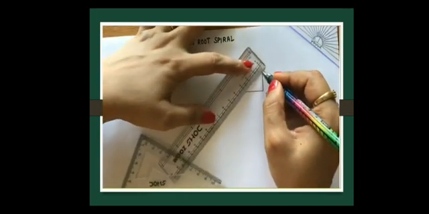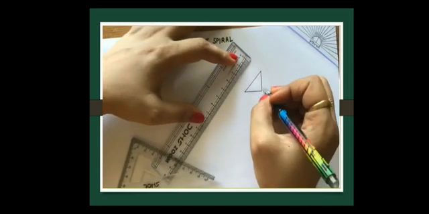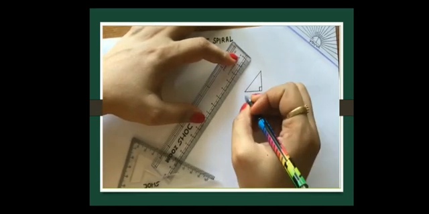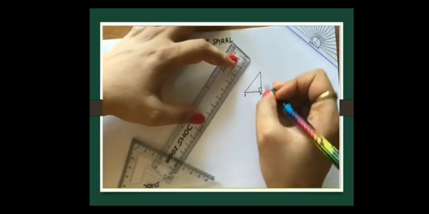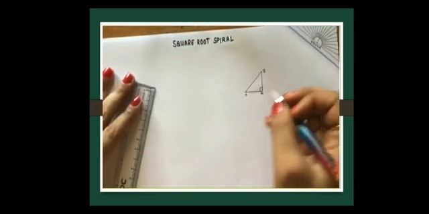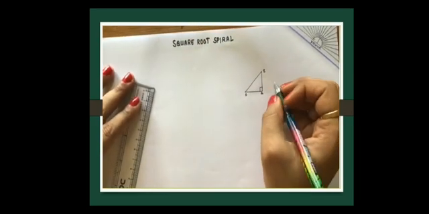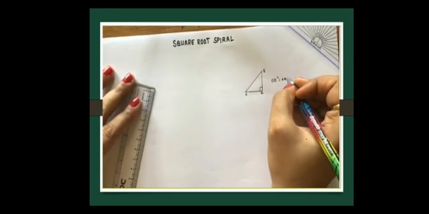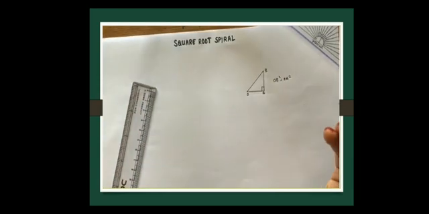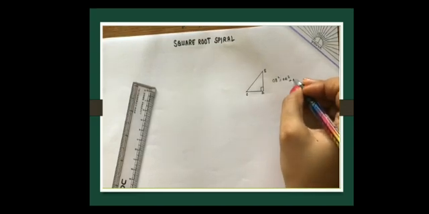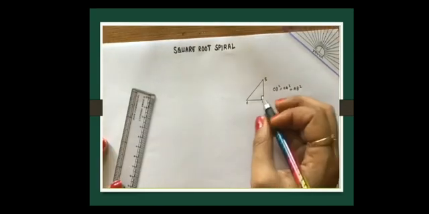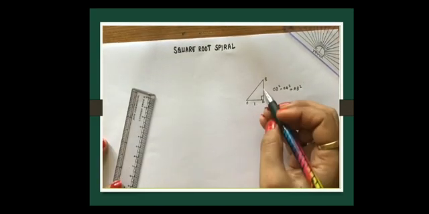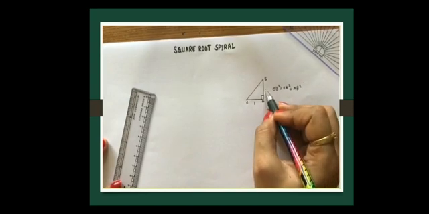And if I join these two, now I have constructed a right angle triangle. I name it as O, A and B. Now from Pythagoras theorem, I can write that OB square is equal to OA square plus AB square. Now this distance I have taken as 1 unit. This is also 1 unit.